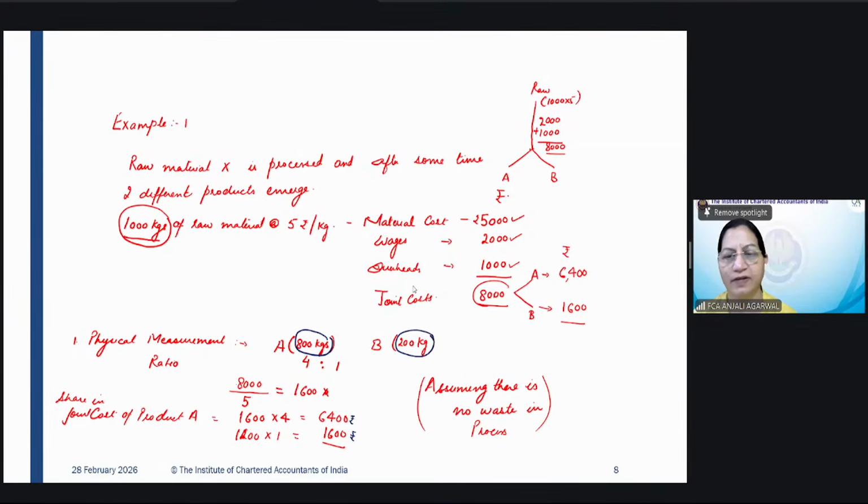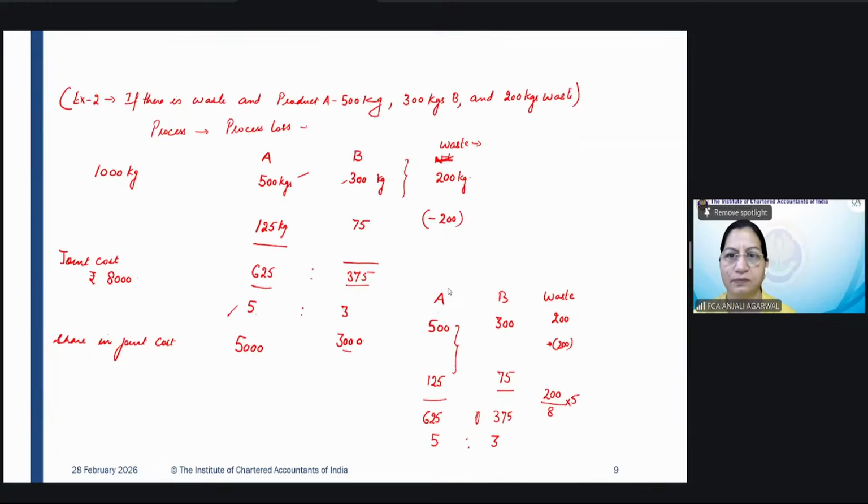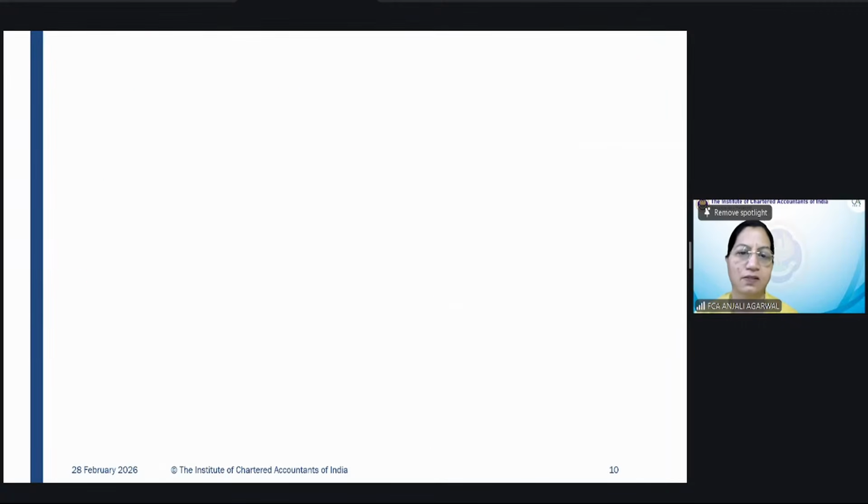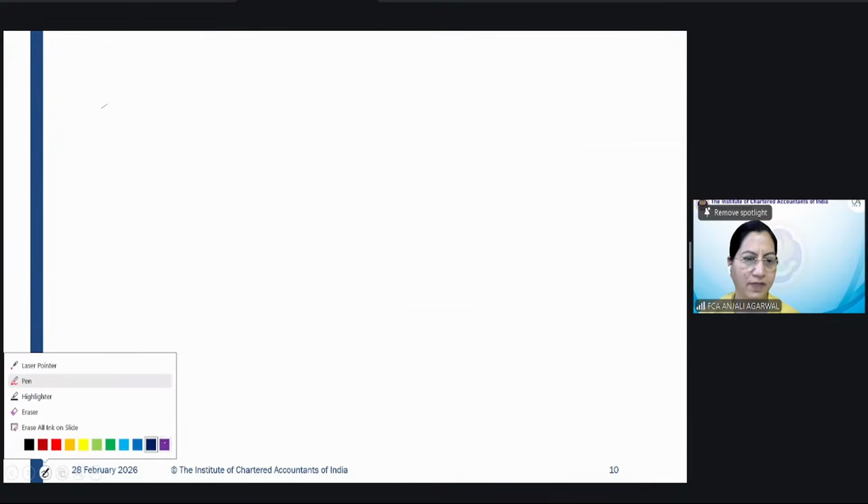Yeah, so if you divide 8,000 by 1,000, it is 8 rupees per kg. 800 into 8 is 6,400, and 200 into 8 is 1,600. And if the waste realizes something, that can be subtracted from the share of joint cost. So 8,000 minus the amount realized from the waste. True, right? So now I hope this is clear. This is how you're going to allocate the joint cost if you are following the physical measurement method.